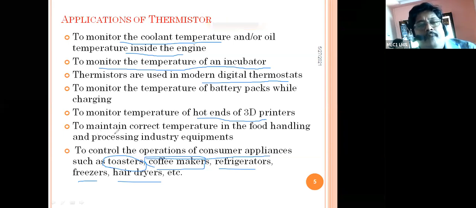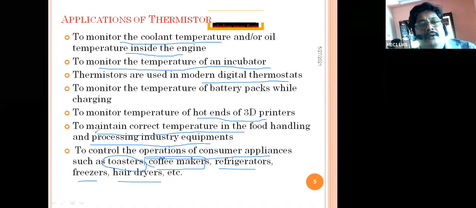And also to maintain the correct temperature in the food handling and processing industry. You all know very well about cold storages. In a cold storage the temperature is very low, so even bacteria will not affect the food. There are so many cold storages for food. To control the temperature there also, we can use a thermistor, so that the food is not affected by bacteria.